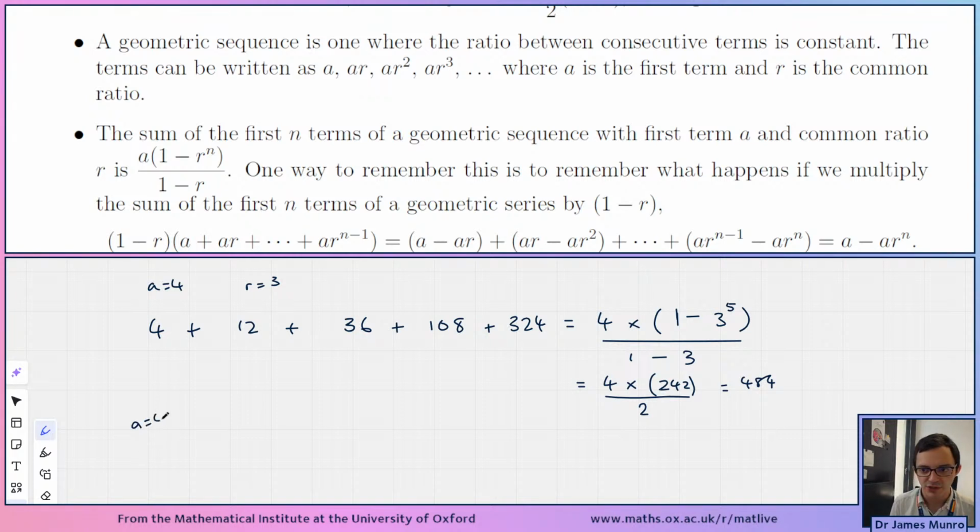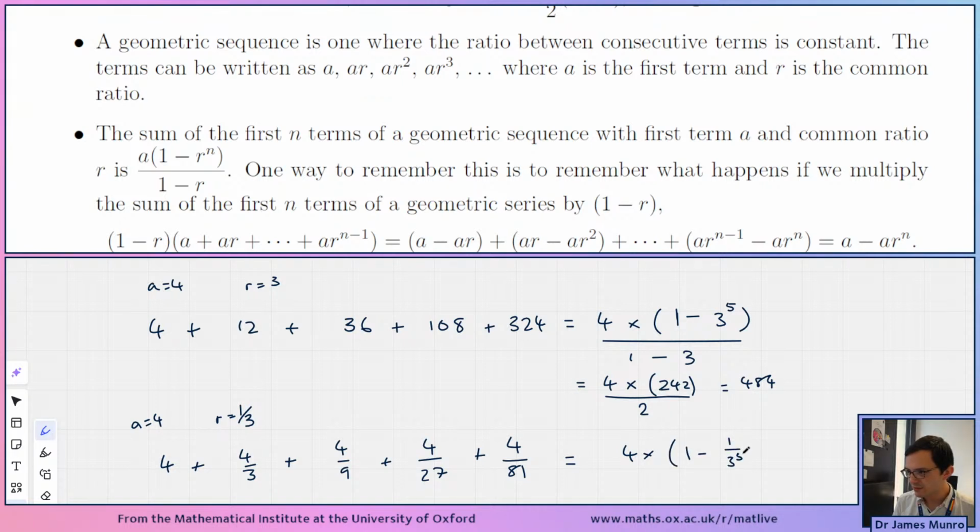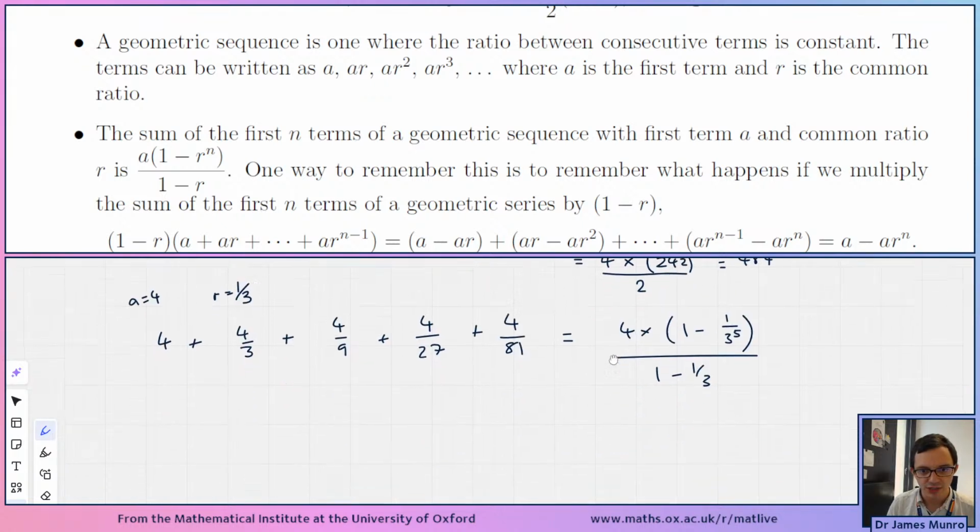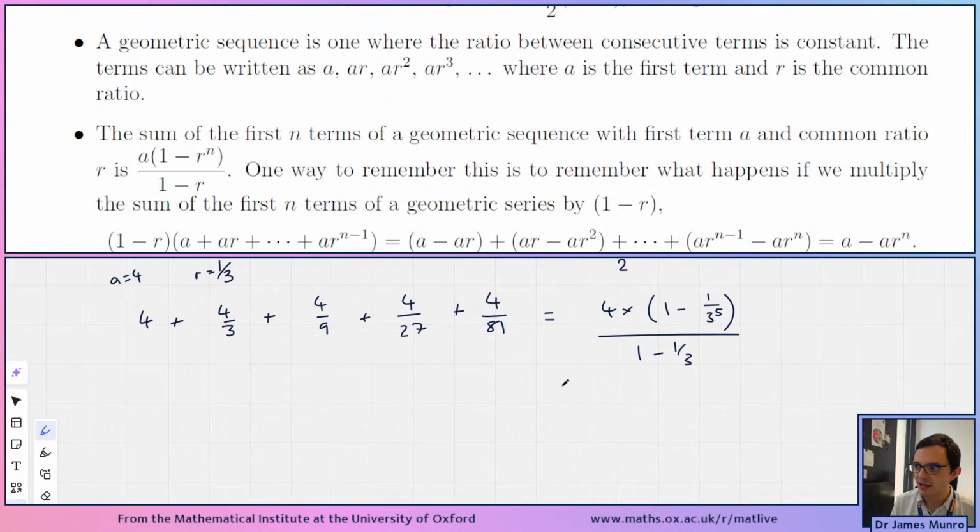Let's look at one more example. A is 4, R is 1/3. In this case, we have 4 plus 4/3 plus 4/9 plus 4 over 27 plus 4 over 81. And the formula says that this is 1 minus 1 over 3 to the 5, oh, fraction down there. And this is, oh gosh, what's that then? 4 times 242 over 243 divided by 2/3.